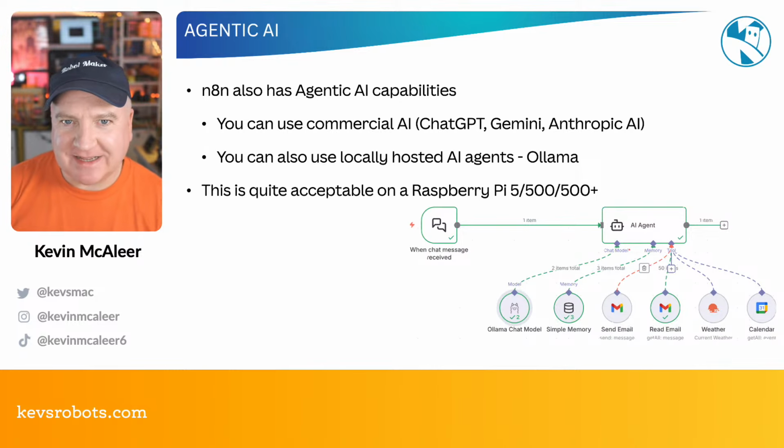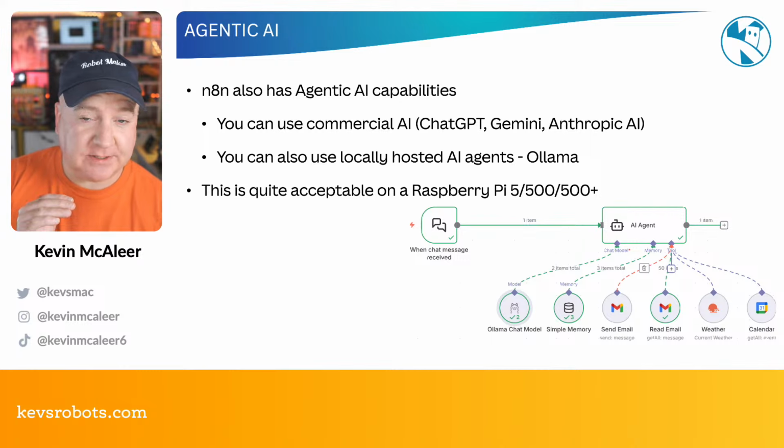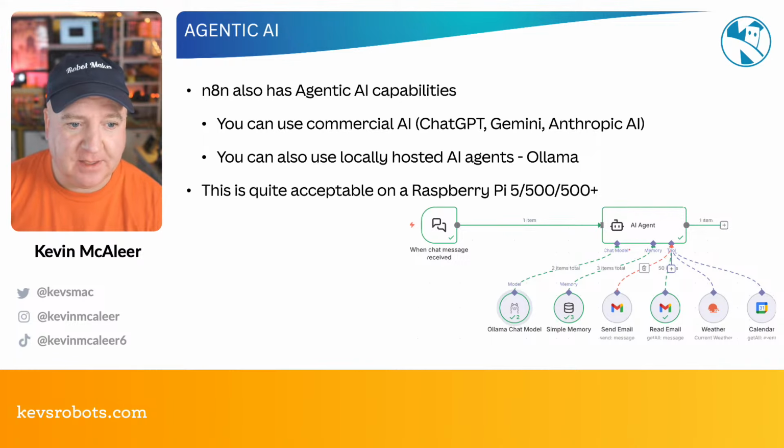So it also has agentic AI capabilities. Agentic AI is all the buzz at the moment, vibe coding and so on. So you can use commercial AIs like ChatGPT, Gemini, Anthropic AI like Claude AI, or even better, you can host your own large language model using something like Ollama. I'll show you how to do that today, and we'll actually use that on all the demos as well today.